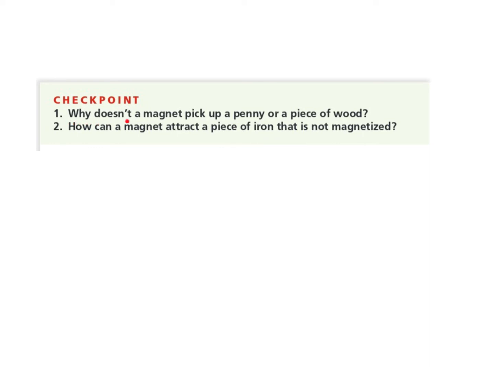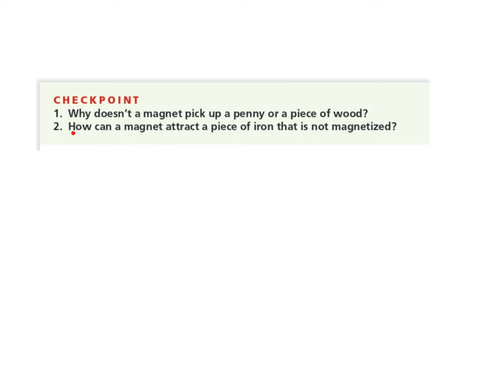Question number 1, why doesn't a magnet pick up a penny or a piece of wood? If I had a bunch of iron filings and I scattered them on the paper and I brought a magnet near them, the iron filings would be attracted to the magnet, and you could actually lift them off the table and they'd stick to the magnet. You can't do that with shavings of wood or with pieces of a penny. Why not? Well, it's just what I was talking about. Not every material can be magnetized, and iron is one of those special materials that can. But wood and copper, which is what pennies are made out of, and actually zinc is what pennies are mostly made out of, those materials can't be magnetized. So if you bring a magnet near them, they're going to ignore that magnet. They're not going to be attracted. They're not going to be repelled. They're just going to sit there.